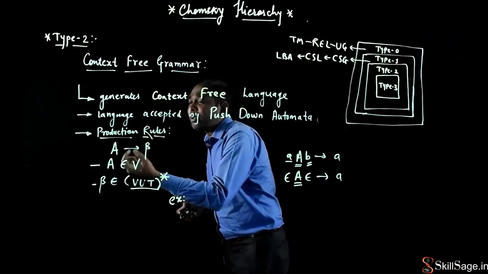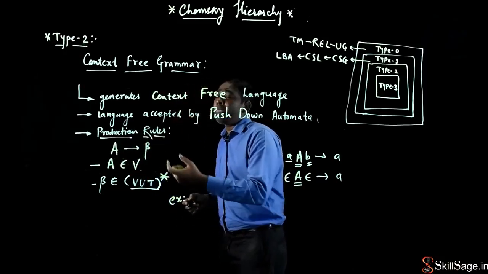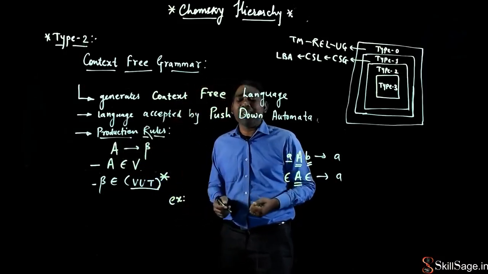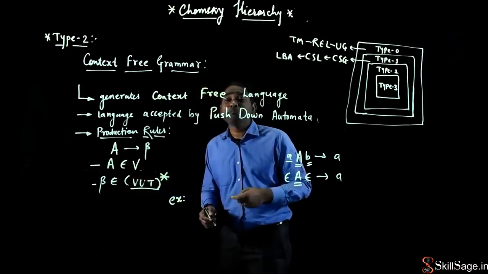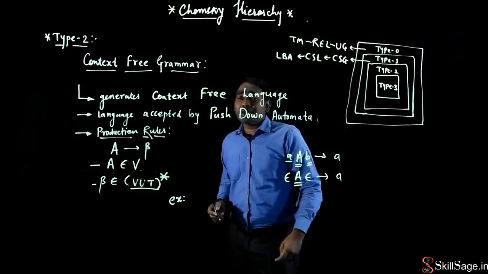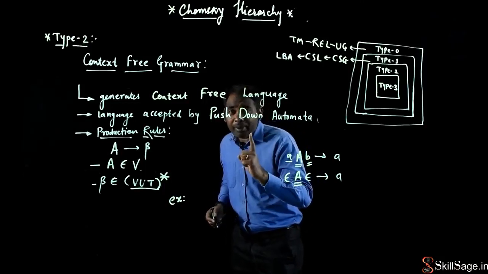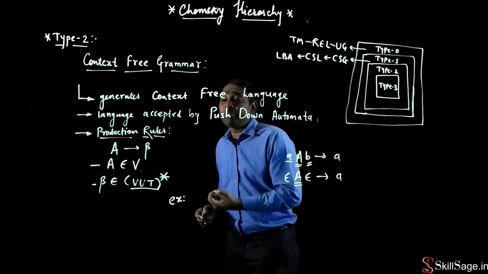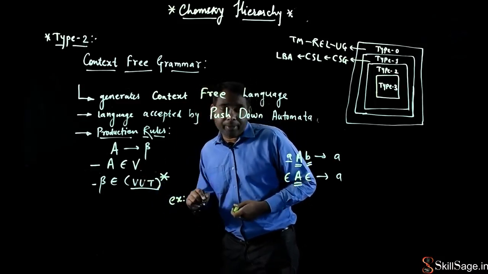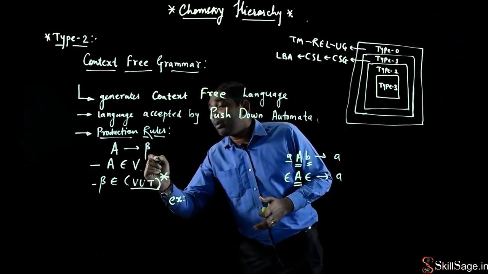What is the production rule? The production rule will be: A produces beta. What is A? A says that A belongs to variable. That means on the left hand side of the production rule, only one variable has to be present, exactly one variable has to be present on the left hand side of my production rules. And what about this beta?